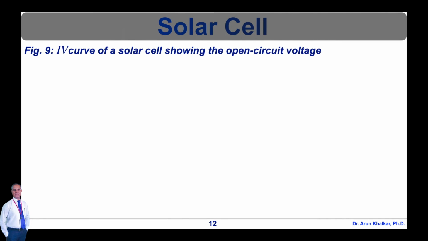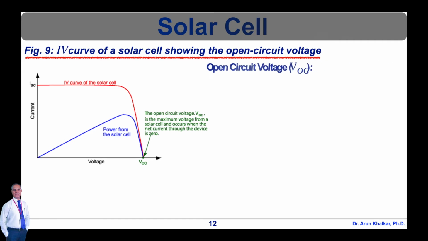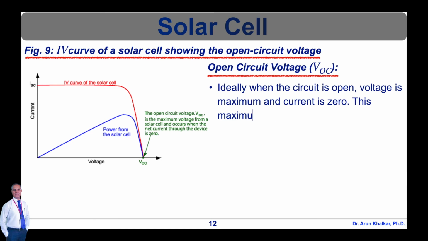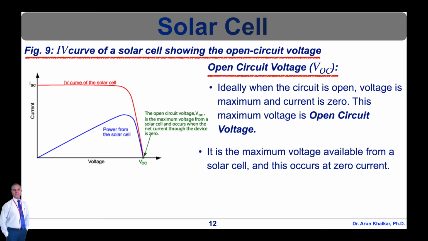Now let's see the open circuit voltage of the solar cell in the IV curve. Ideally, when the circuit is open, the voltage is maximum and the current is zero. This maximum voltage is the open circuit voltage and is denoted by capital V subscript OC. The open circuit voltage VOC is the maximum voltage available from the solar cell, and this occurs at zero current. The open circuit voltage corresponds to the amount of forward bias on the solar cell due to the bias of the solar cell junction with the light generated current. The open circuit voltage is shown in this IV curve.